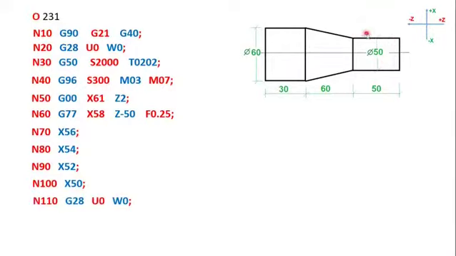Next we will move the tool to U0 and W0, and then again we will move to this point. This point is slightly above this one, that is 61, and exactly here 50.